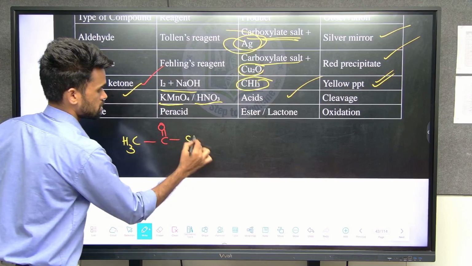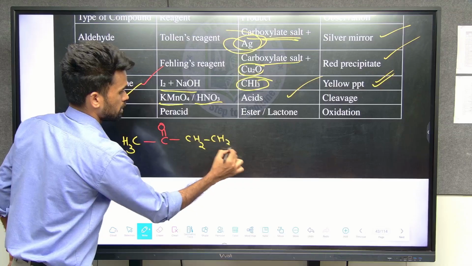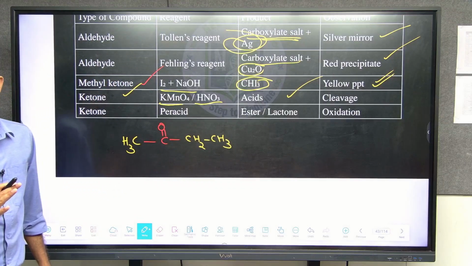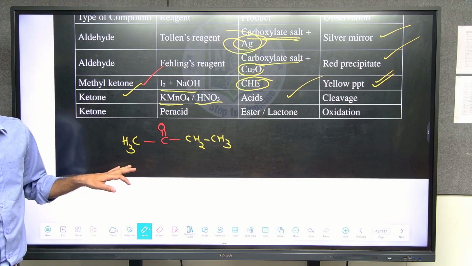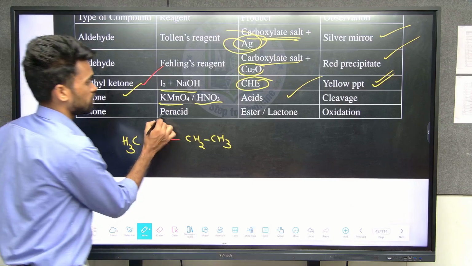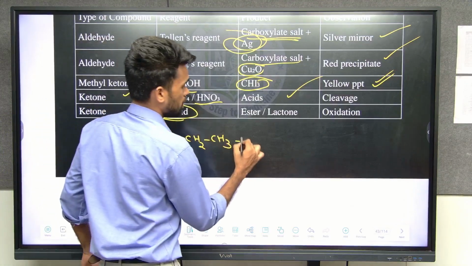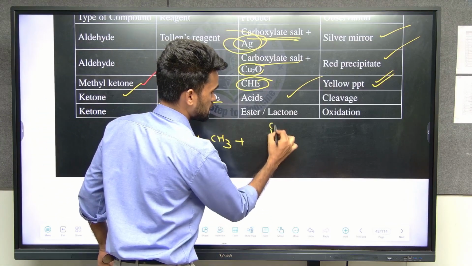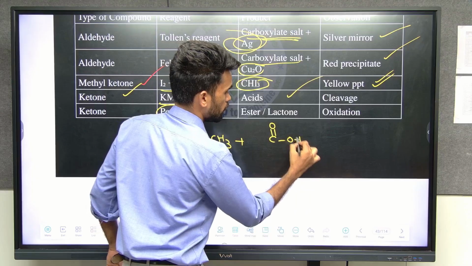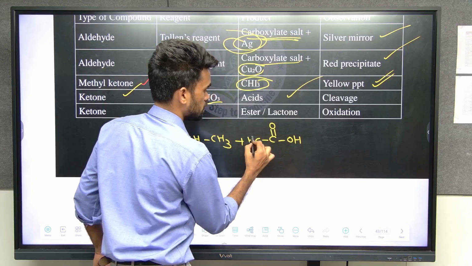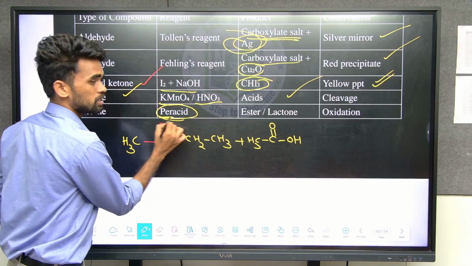CH3, CH2, CH3. Tell me, is this a ketone or not? You are treating with peracid. Normally, acids means how it will be? COOH. This is what? Acid.